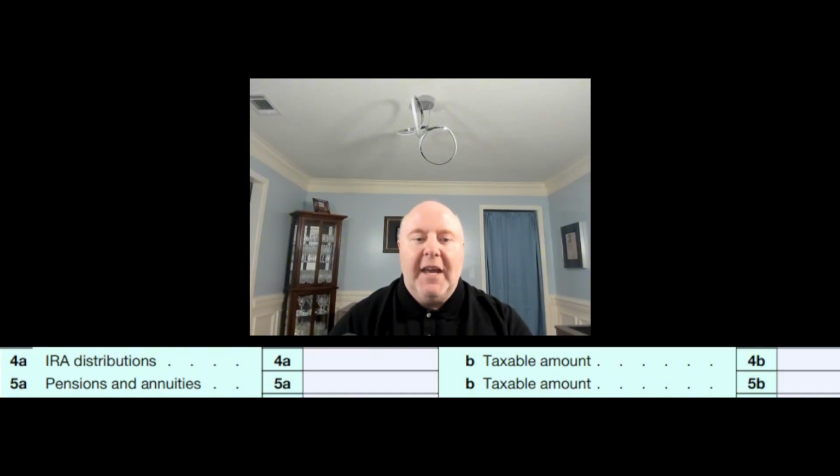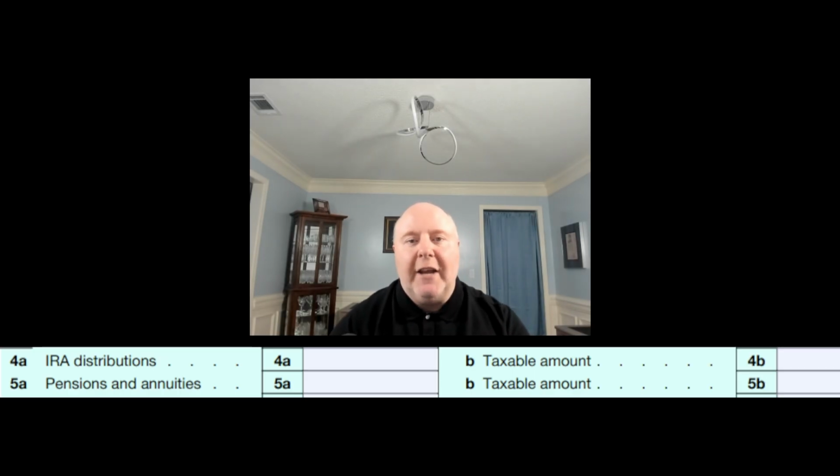So let's take a quick look at what the 1040 looks like for that line. I'm going to show you both lines 4 and 5 because conceptually they're the same. I have a separate video that goes through line 5 though. But let's take a look right now. So what we're looking at here is a little snippet from the 1040, and it's focused exclusively on lines 4A, 4B, 5A, and 5B. Now, I put these together because conceptually they're handled the same way.